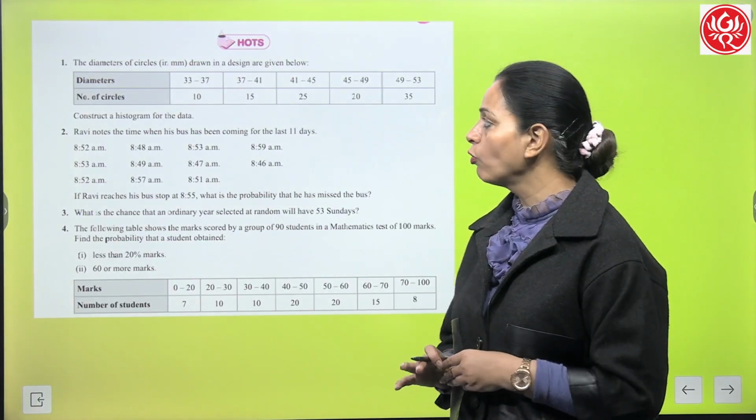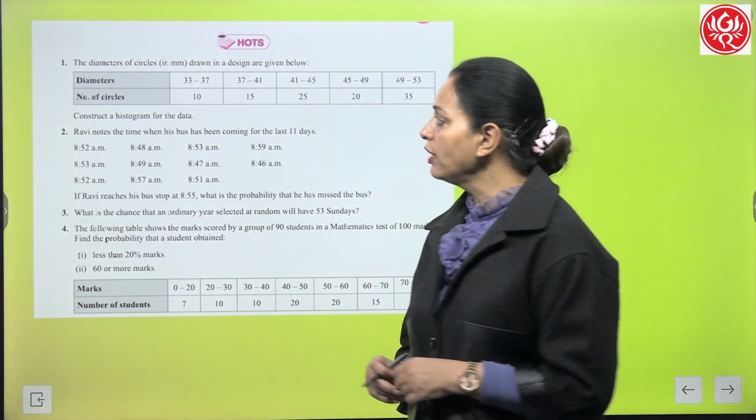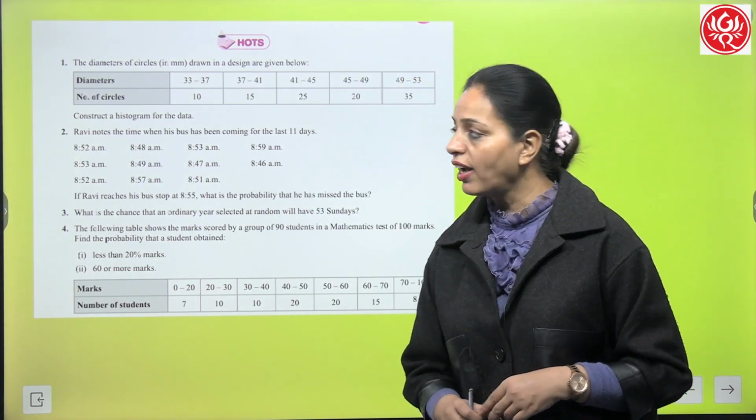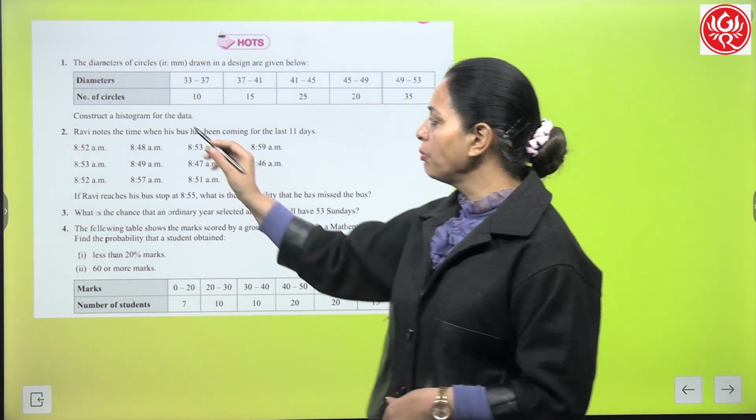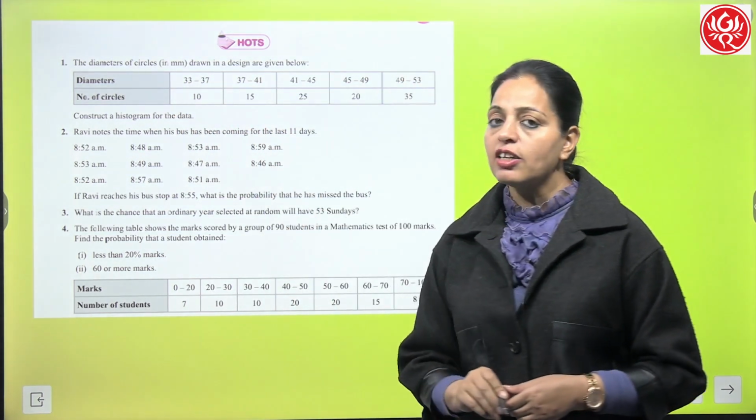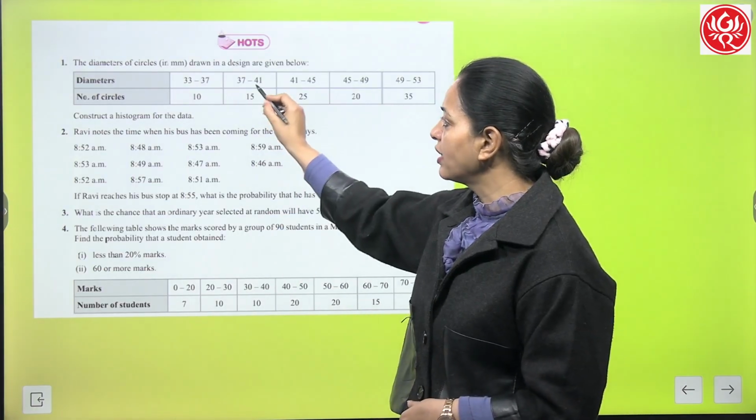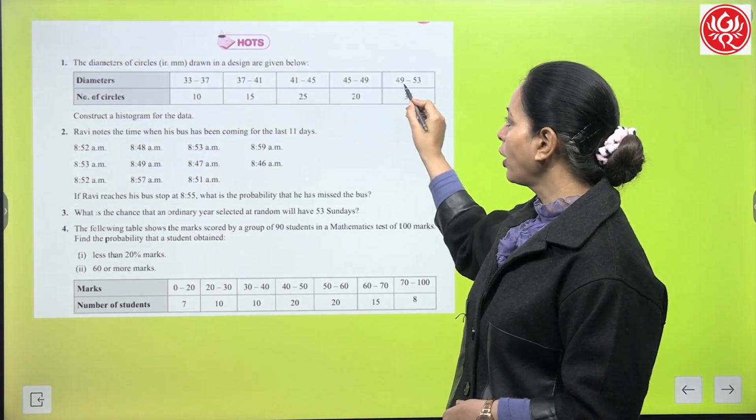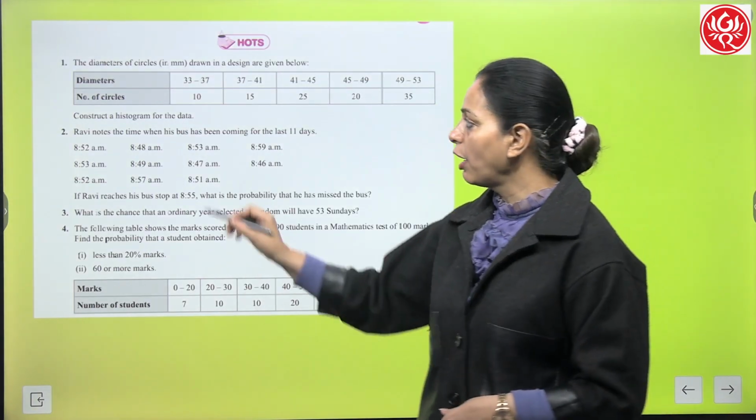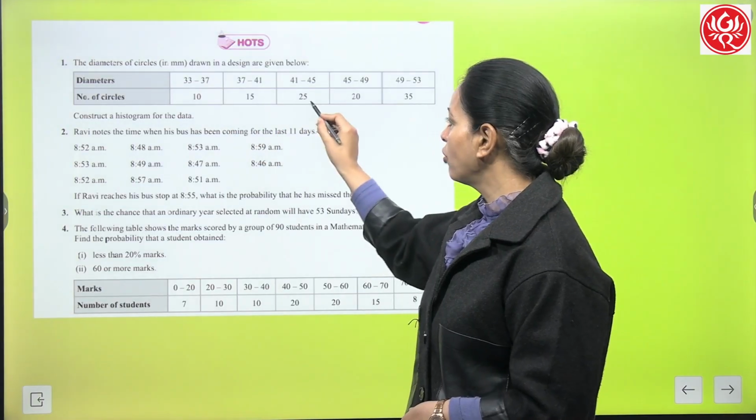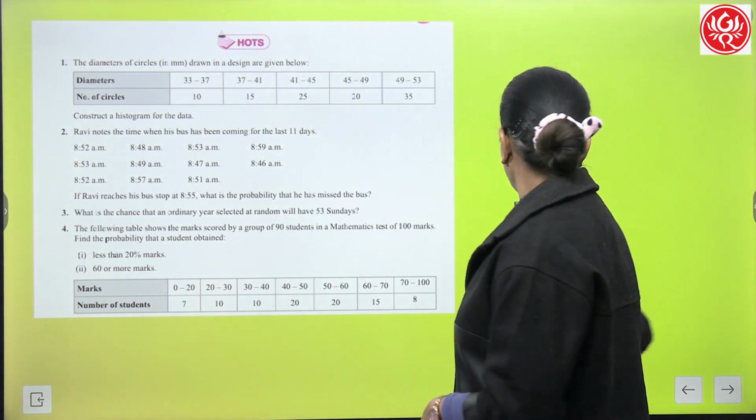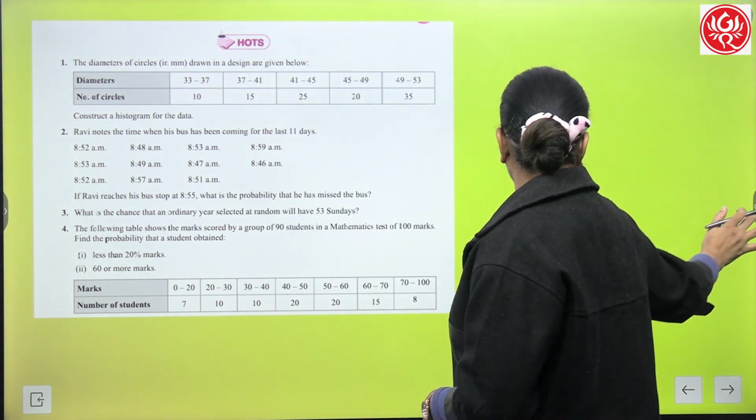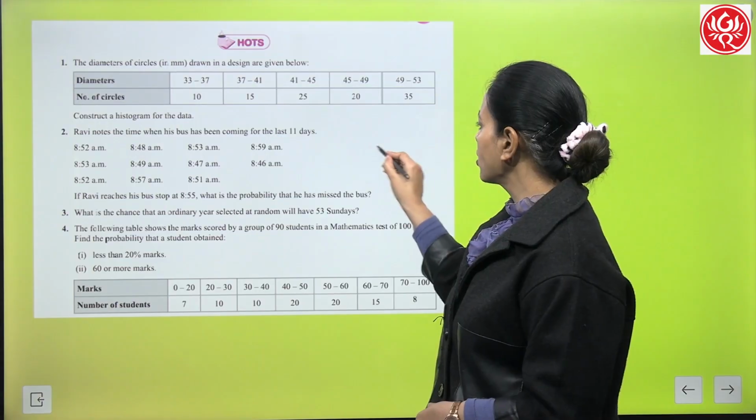Now this is the time for HOTS questions. The first one: the diameters of circles in millimeters drawn in a design are given below. So diameters and here the number of circles. 33 to 37, 37 to 41, 41 to 45, 45 to 49, 49 to 53, and the number of circles here is 10, 15, 25, 20, 35. So what to do? Construct a histogram for the data. You know very well how to construct a histogram.